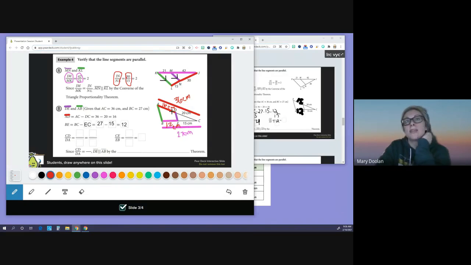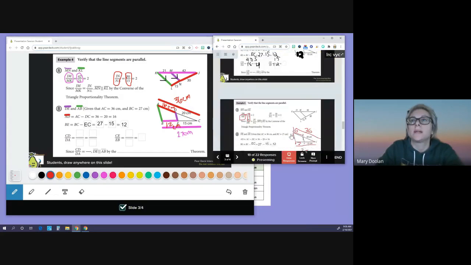Okay, so now that I know all these pieces, these 4 different lengths that I need, now I just plug them in to see, you know, does the ratio of CD to DA equal the ratio of CE to EB? If they're equal, then those 2 lines are parallel. Now, if they're not equal, the 2 lines are not parallel. And so we're just plugging in numbers now. All right, so CD over DA. I'll let you guys kind of work on this one a little bit and see how you're getting it.